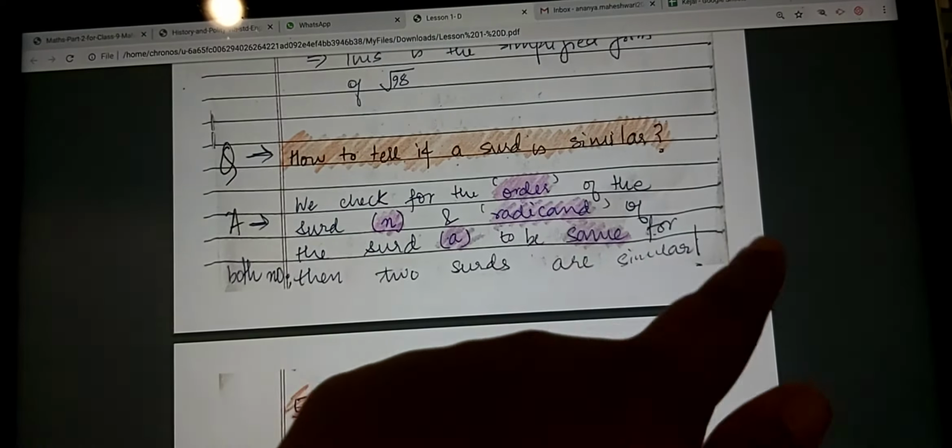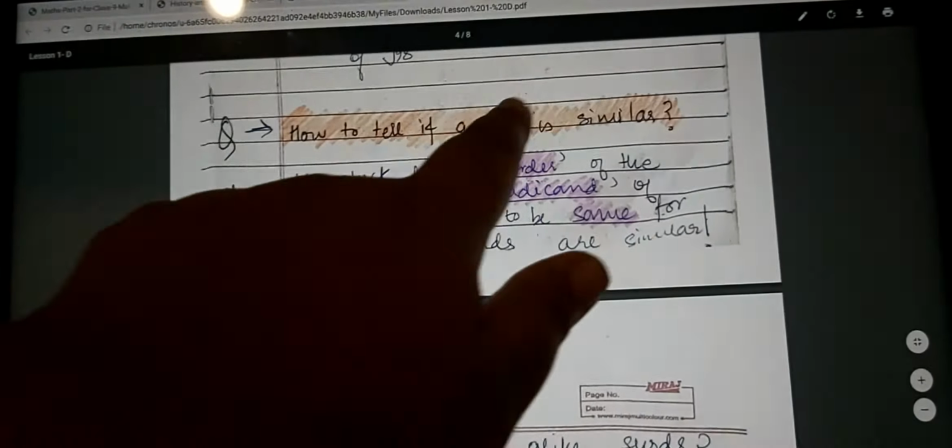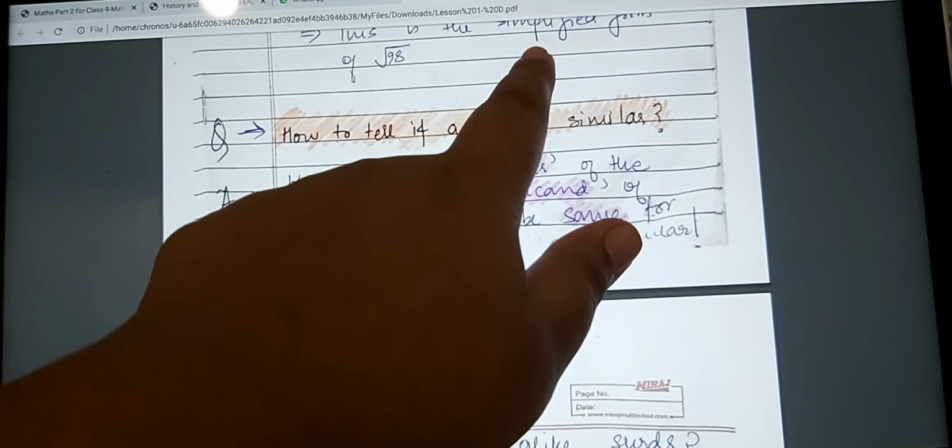And the radicand of the surd, which is A, is this 98? Okay, is this 98, or can I make it into the simplest form?